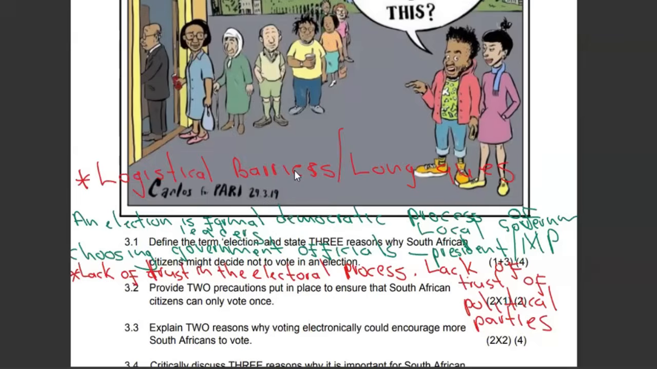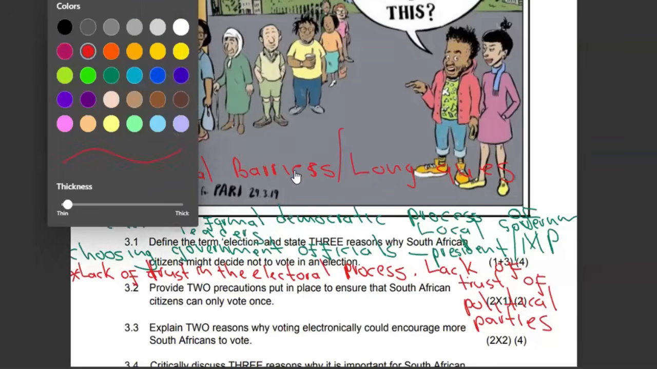Then there's also what is called voter apathy, which is a common reason for non-participation. Some citizens may feel discouraged from the political system and believe that their vote won't make a difference. They may choose not to engage in political processes. That is another common reason why people do not want to engage in elections.